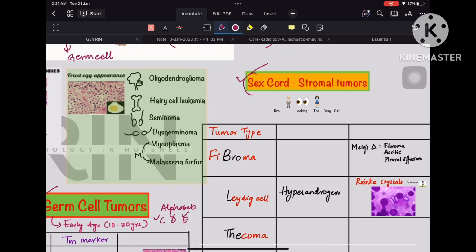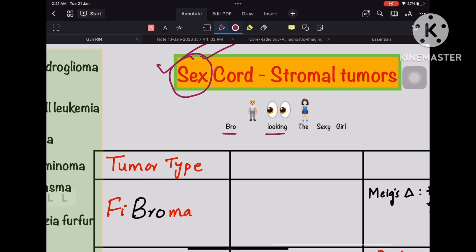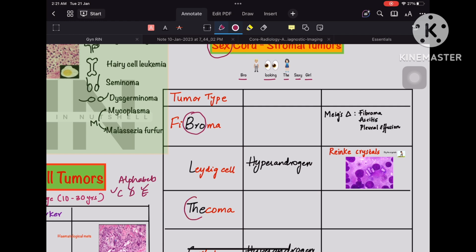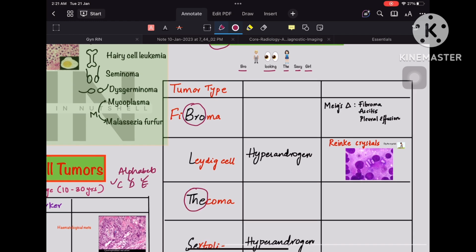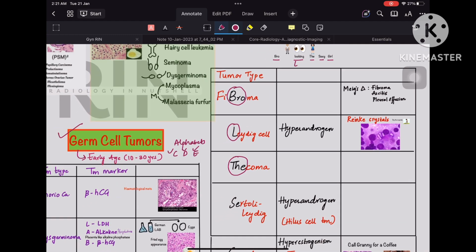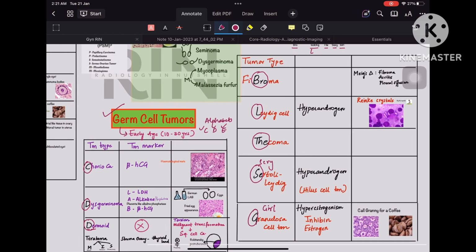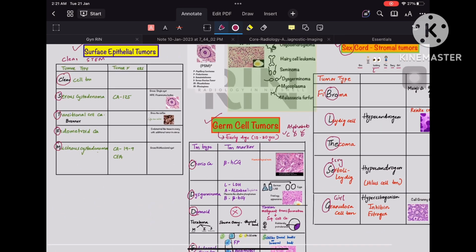Then come the sex cord stromal tumors. The mnemonic here is "bro is looking at the sexy girl." Bro is for fibroma, looking is for Leydig cell, and "the" is for thecoma. Fibroma and thecoma come under one group, stromal. Then Leydig and Sertoli cells come under one group, that is sex cord. Both together constitute sex cord stromal tumor. And the last word, girl, G, stands for granulosa cell tumor. So this completes the mnemonic part of the classification.